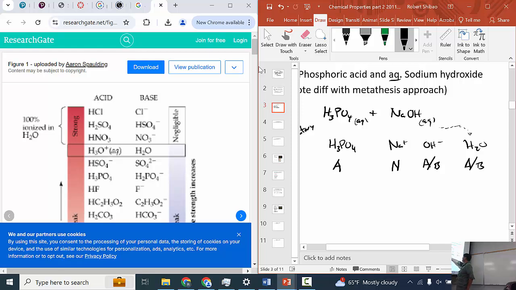So we have three things that can donate protons. Phosphoric acid can donate a proton, or H+, hydroxide can, and water can donate. Sodium ions cannot donate hydrogen. They don't have any hydrogens on them.